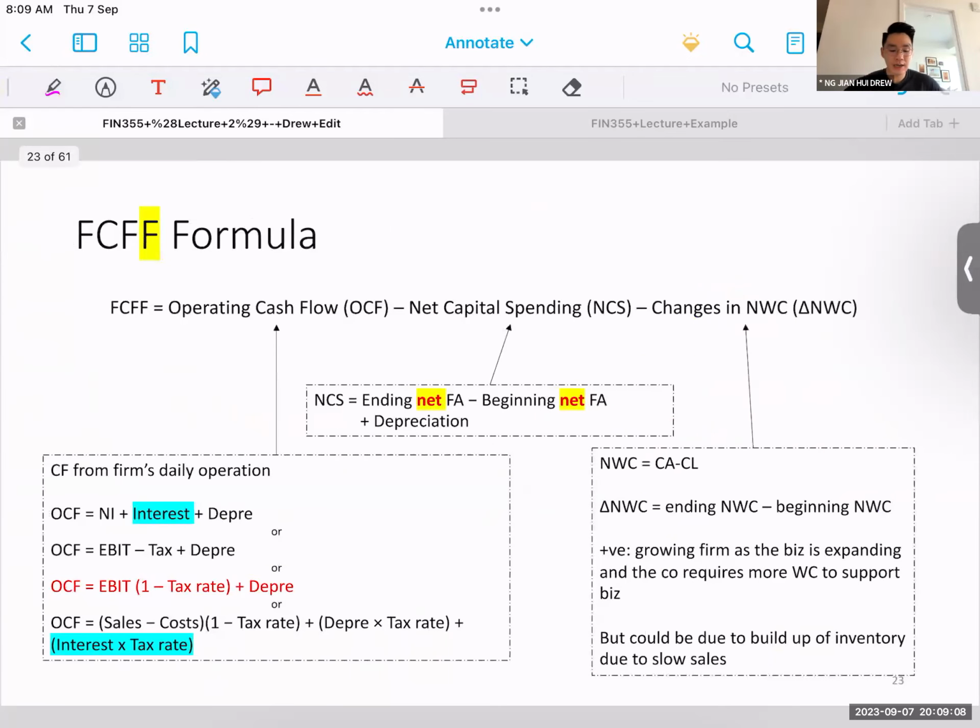Okay, so let's tackle the first component first, determine the cash flows. This is the cash flow formula, CF. Remember, earlier I mentioned the most standard formula is this one, the EBIT one, the red one here. This is the most standard formula.